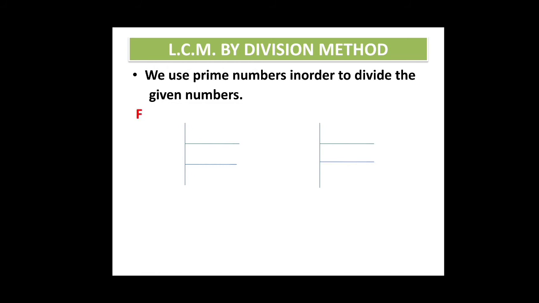So now let's see through an example. Find the LCM of 12 and 18. So how to find LCM here? We have to do division. How will we do the division? We have to use only prime numbers in order to divide the numbers. So first, 12 and 18. 12 and 18 can be divided in two ways. One is by 2, the other one is by 3. Now we will see both the methods.